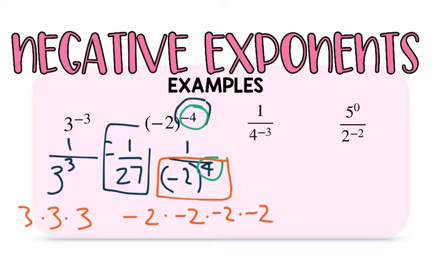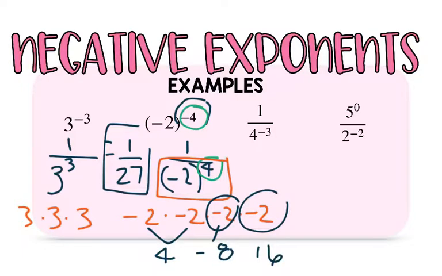So what is that? Well, negative 2 times negative 2 is 4. 4 times negative 2 is negative 8. Negative 8 times negative 2 is positive 16. So I know that this is actually 1 over positive 16, and that's my final answer for the second one.